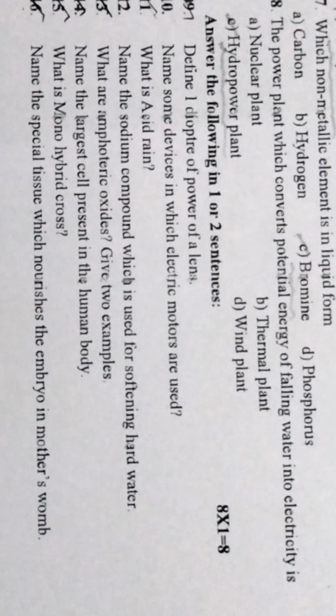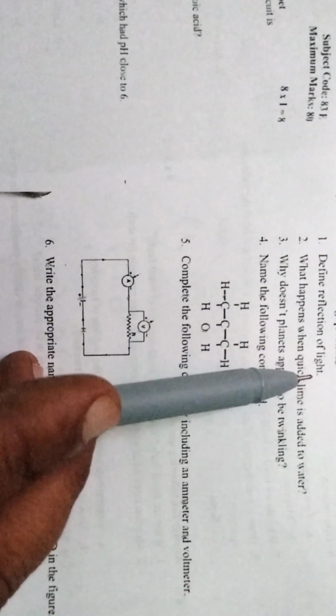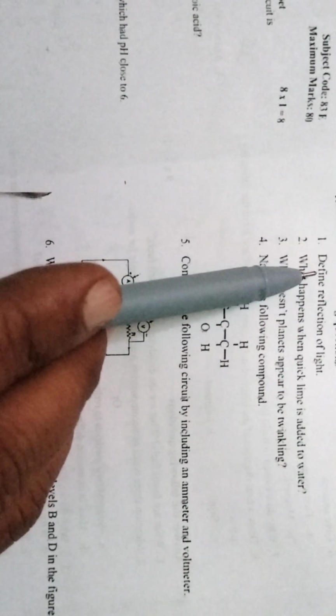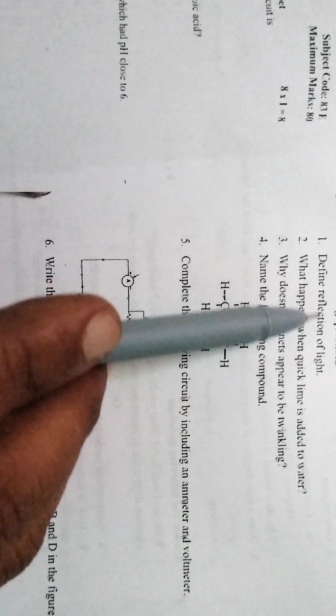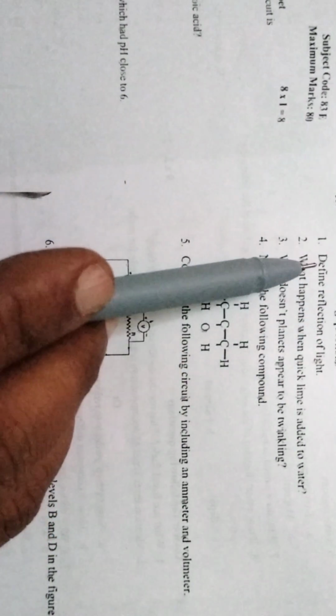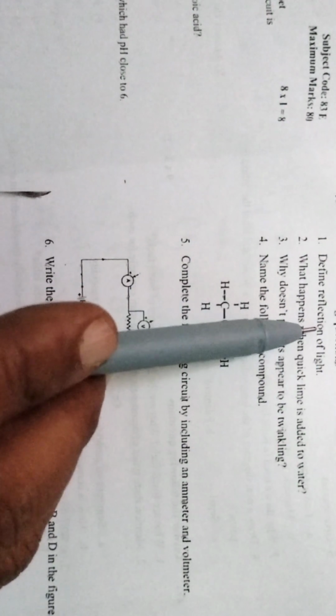Let's look at another set of paper. Define reflection of light. The phenomenon of bouncing of light is called reflection of light.